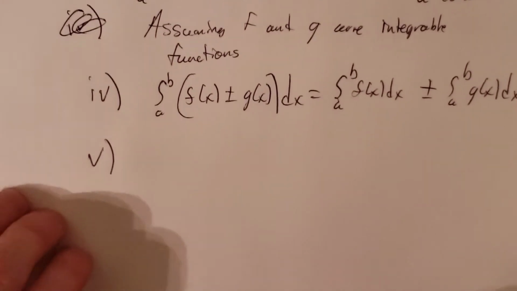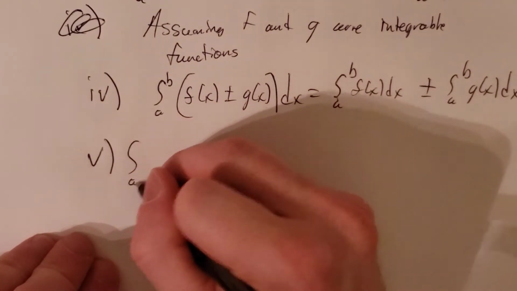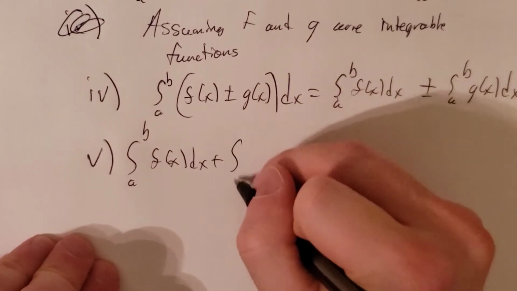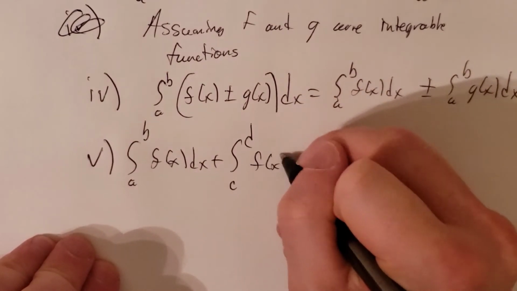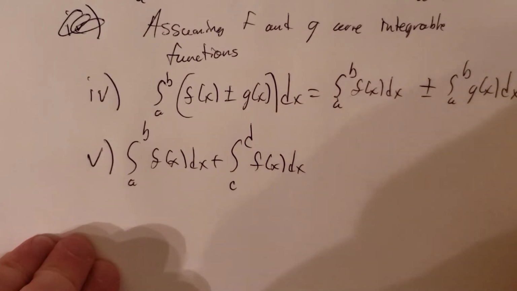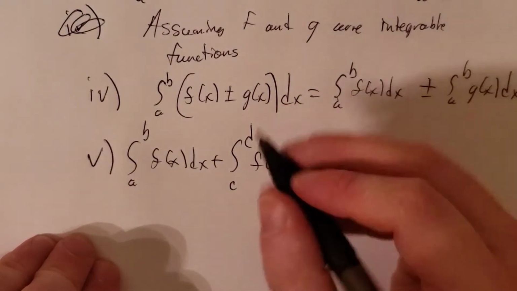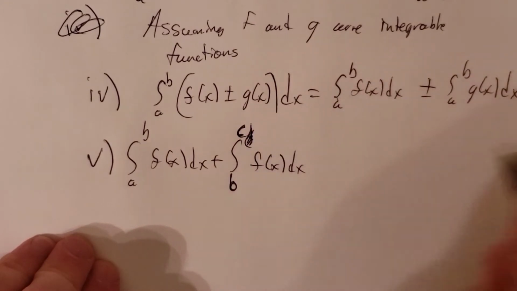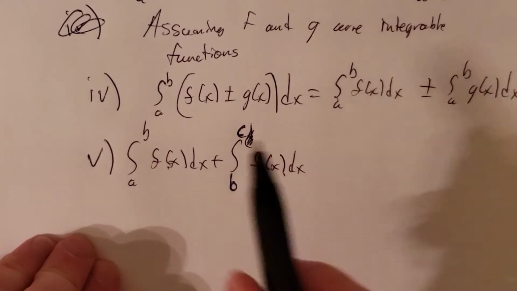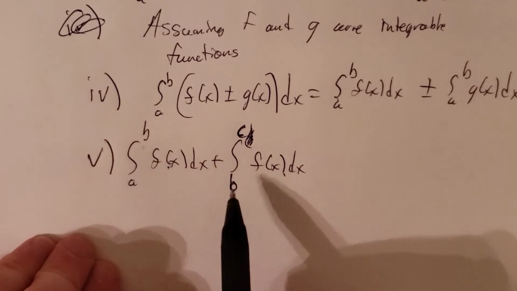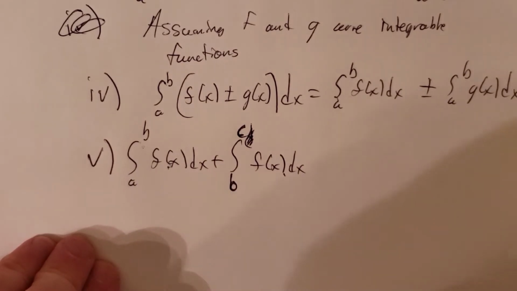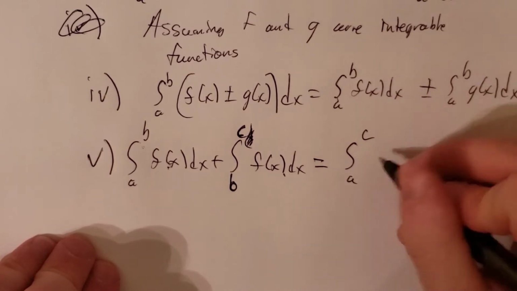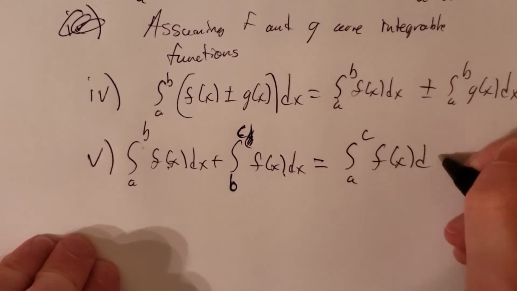Our fifth property that we want to discuss is that the integral from a to b of f of x dx plus the integral from b to c of this same function, sorry, not c to d, b to c, sorry about that. This is the same function, and this integral ends at this place that the next integral picks up. What is that? That is just the integral from a to c, then, of f of x dx.